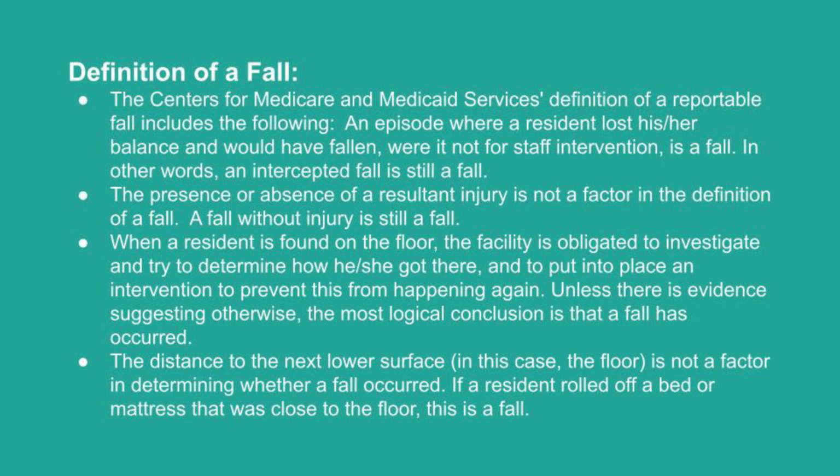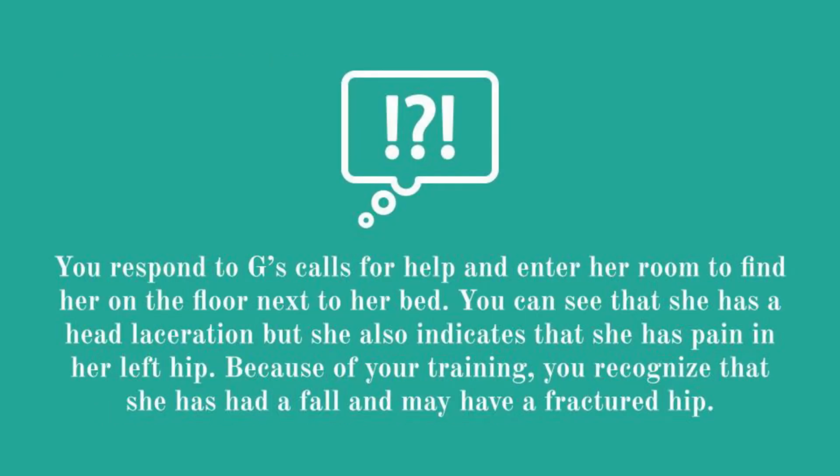When a resident is found on the floor, the facility is obligated to investigate and try to determine how he or she got there and to put into place an intervention to prevent this from happening again. Unless there is evidence suggesting otherwise, the most logical conclusion is that a fall has occurred. The distance to the next lower surface, in this case the floor, is not a factor in determining whether a fall occurred. If a resident rolled off the bed or mattress that was close to the floor, this is still considered a fall. So let's look at a scenario.